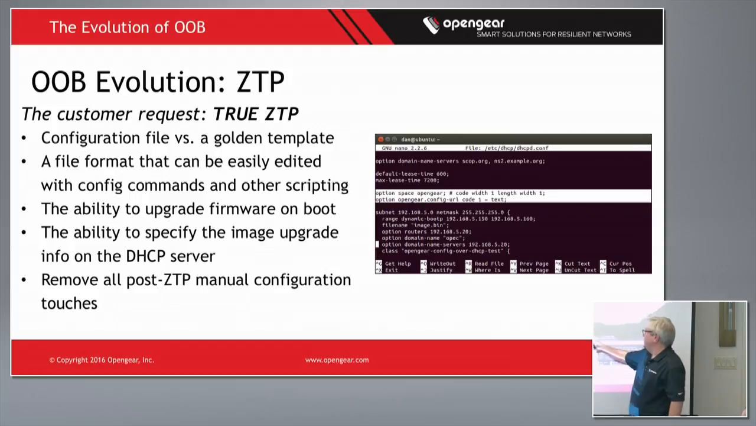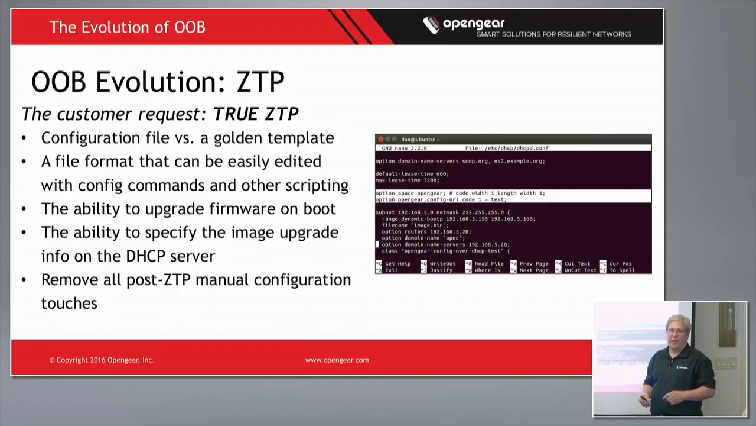So the first thing was, can you configure a template file? And that's okay, but a template file is just a tar file, and it's just a template. You're still going to have to get in and do IP settings on it. You're still going to have to do host names. So it's low-touch provisioning. It's not ZTP. So what they wanted was a file format that could be easily edited. And they wanted to have config commands and other scripts inside it. And I'll show you an example and why that's important.